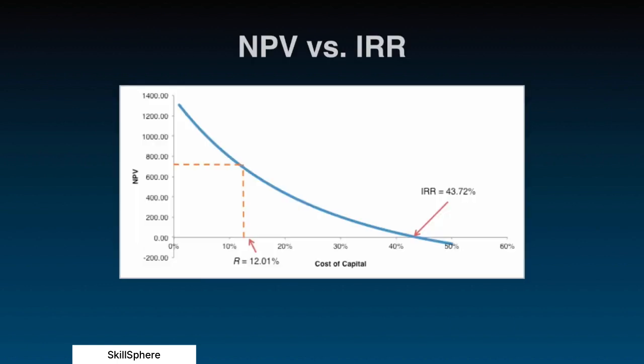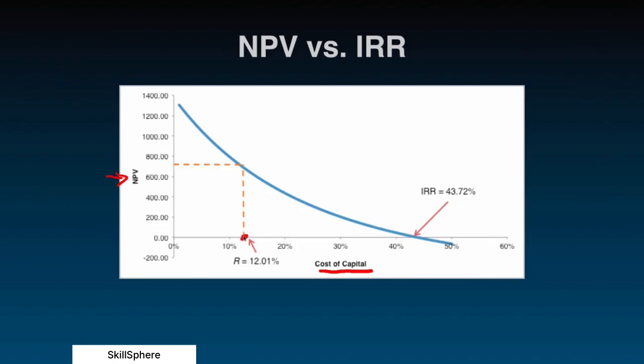Now, one picture I'd like to show you is the following. I've plotted the cost of capital on the horizontal axis and the project NPV on the vertical axis. And what the blue line shows is how the NPV of the project varies as I vary the cost of capital. Two points are worth noting.